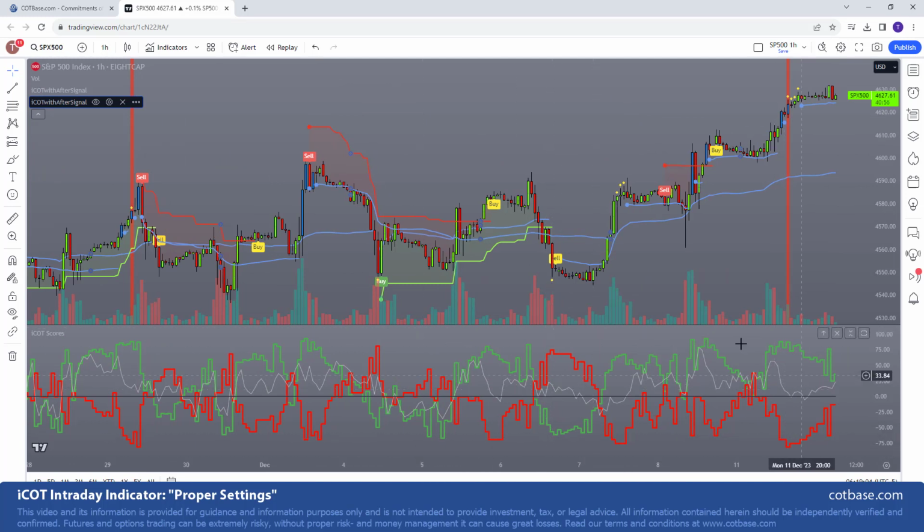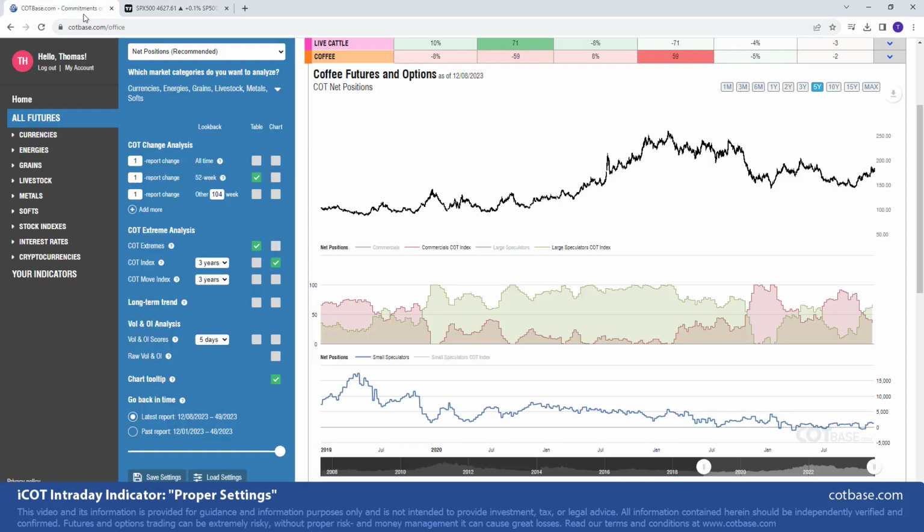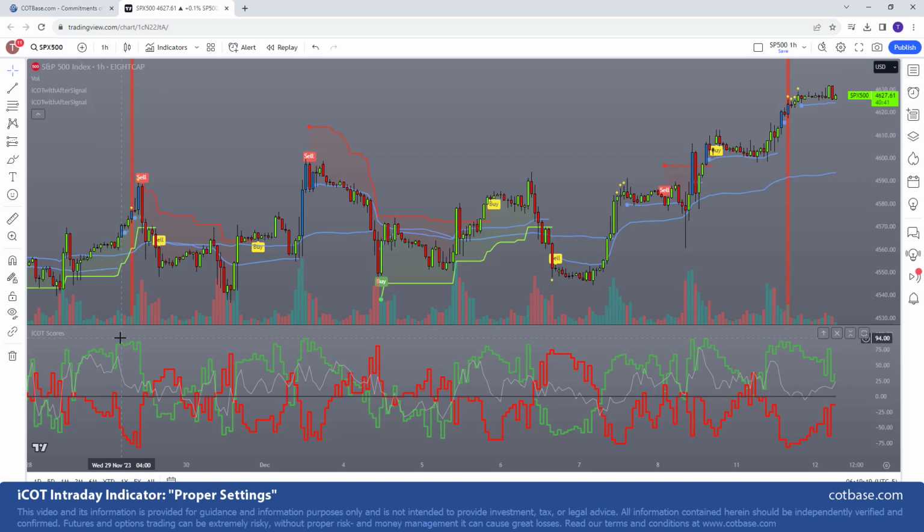Okay, so that's the first thing that we are going to do. And here we go. So again, we have the COT index, right? It's between 0 and 100. The iCOT scores go between plus 100 and minus 100. It's a little bit different, but the same concept. And again, what we're interested in is extreme readings on the scores.